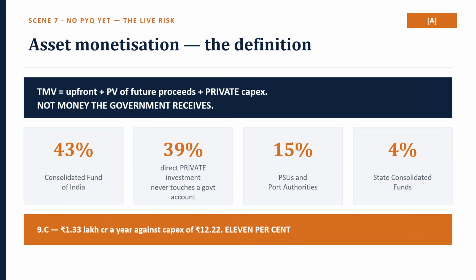NMP 2.0 runs financial year 26 to 2030 across 12 sectors with a budget announcement of 10 lakh crore and a NITI pipeline of 16.72 lakh crore. The largest sector is highways, multimodal logistics parks and ropeways at 4.42 lakh crore, 26% of the pipeline. And its largest single asset class is interstate transmission lines on BOT at 2 lakh crore.